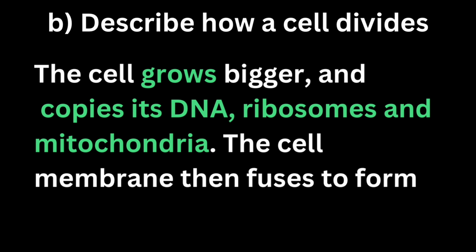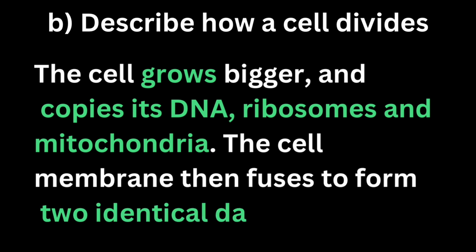So try and give yourself a mark. You get 1 mark for the idea that the cell needs to grow bigger before it can divide, 1 mark for talking about copying DNA, 1 mark for talking about copying ribosomes, 1 mark for talking about copying mitochondria. Then you get another final mark if you've talked about the fact that by the end, the cell membranes fuse and you end up with two identical daughter cells. Two identical daughter cells is a really important phrase to try and remember. So write it down and try to memorize it.